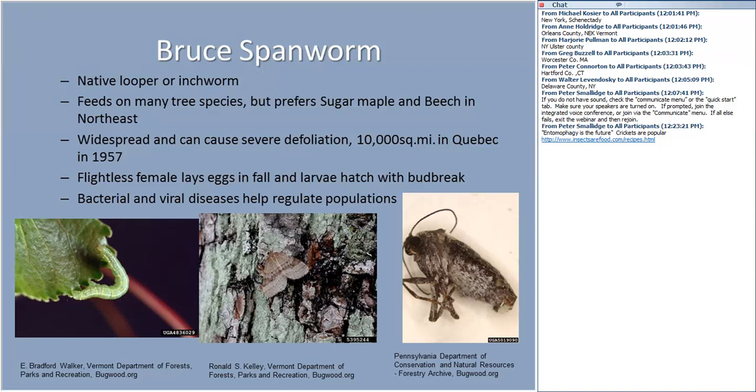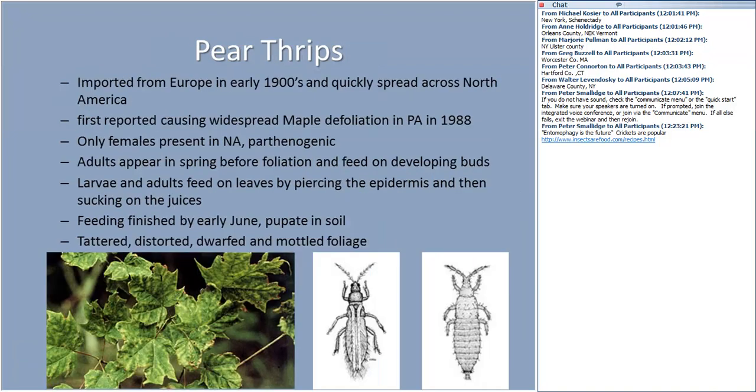But we need to pay attention to them because I wonder, what is going to happen over time with these various insects that are native? But then, they may become aggressive given different circumstances. We don't know. Now, pear thrips is an interesting one.